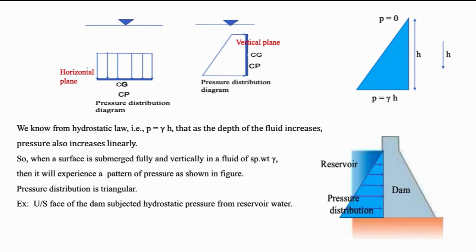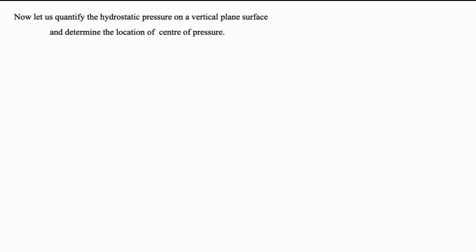Consider the upstream face of the dam subjected to hydrostatic pressure. You can see that once the surface is vertical, the hydrostatic force is horizontal. This horizontal hydrostatic force tries to push or rotate the dam, making the structure highly unstable. So, in order to ensure stability and safety of the structure, let us quantify the hydrostatic force and determine the location of the center of pressure.